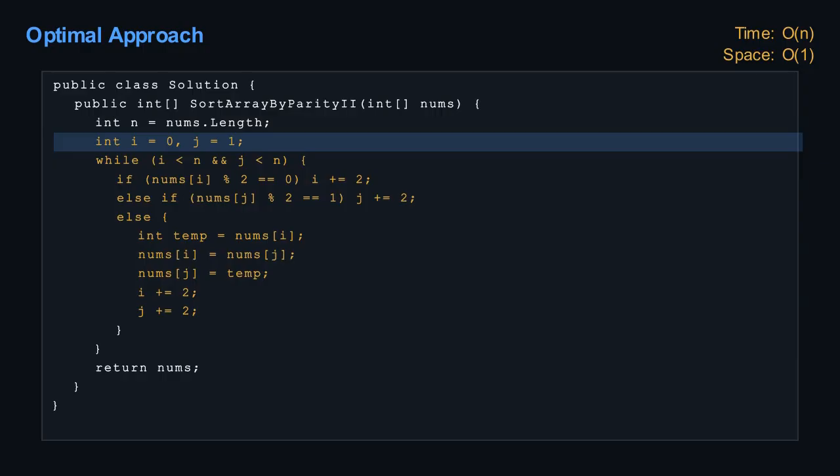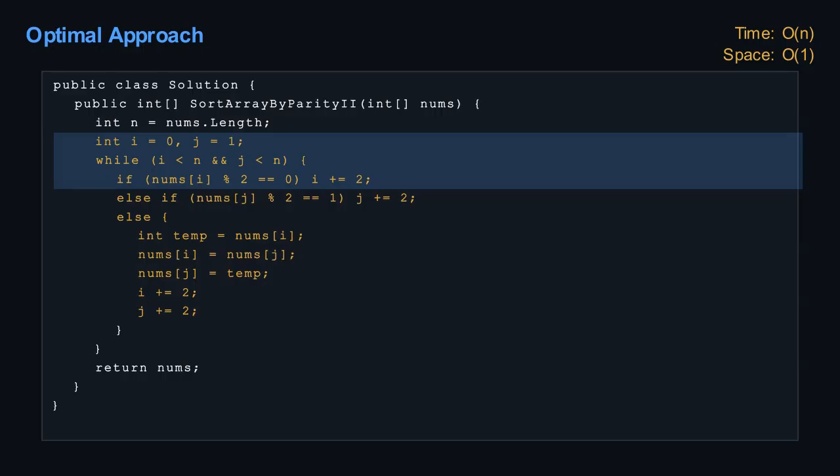To do this, we'll use a technique called the two-pointer approach. We'll have 2 pointers, which you can imagine as 2 fingers pointing at different spots in our array. Let's call them I and J. Our I pointer will always look for an even number that's in an odd position. It will start at position 0 and then jump 2 steps at a time, looking only at even positions, 0, 2, 4, and so on.